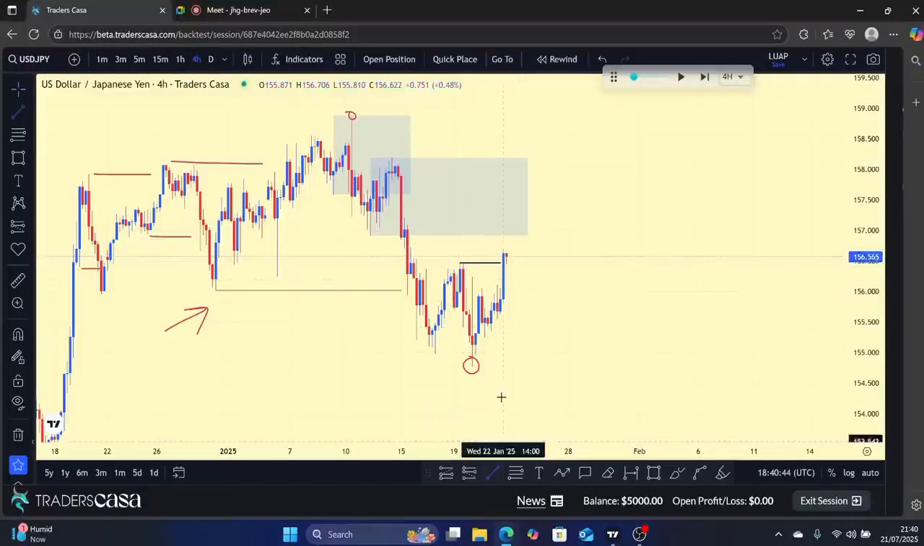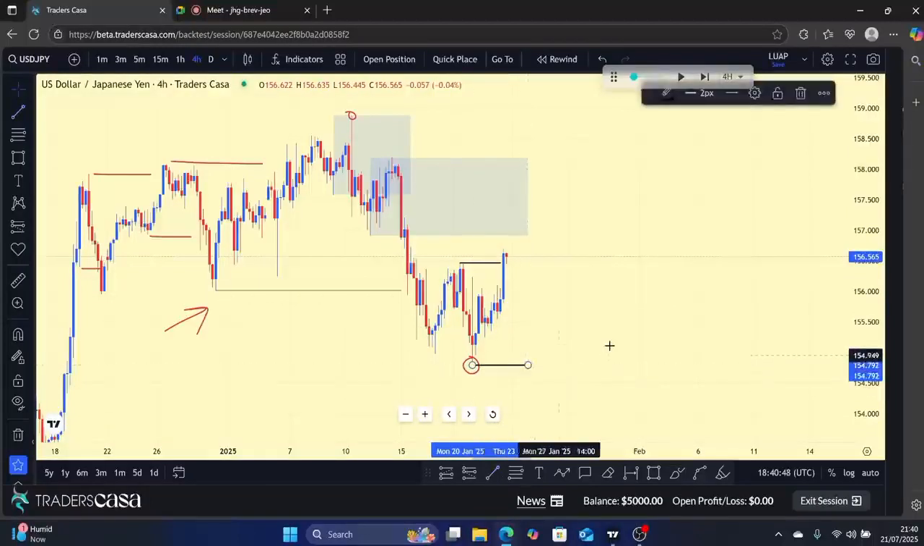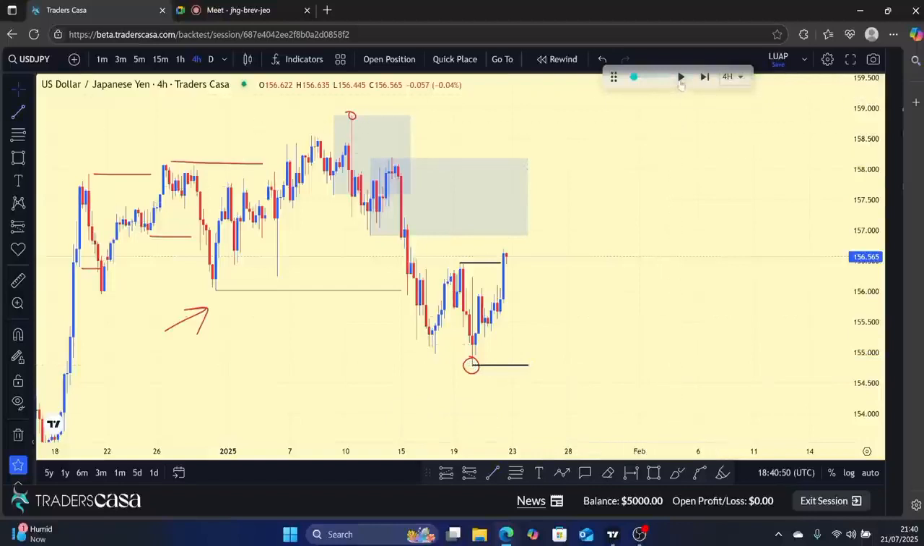And of course, I'll be targeting this swing low, or in that case it's what we call the external liquidity. All right, so let me run price and see what price does.